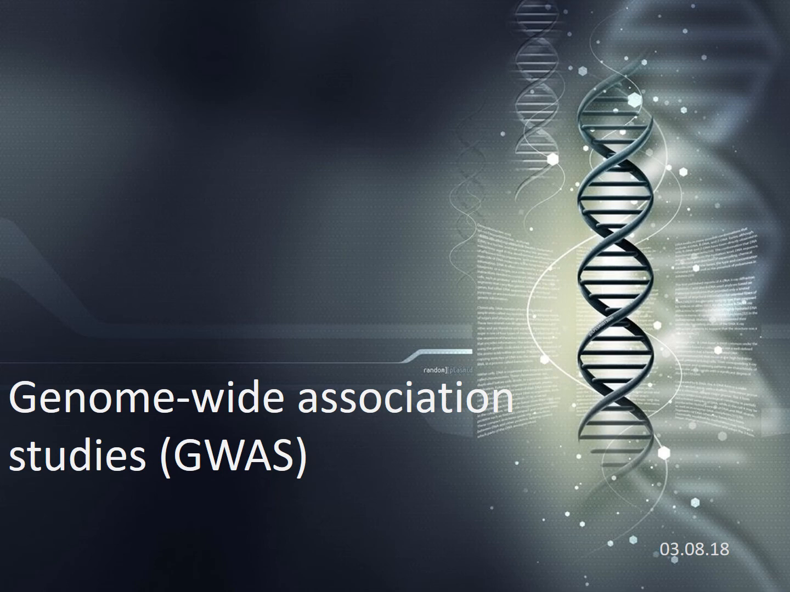Today's lecture is on genome-wide association studies. These types of studies are used to correlate the data that is produced by SNP arrays or by whole genome sequencing with different diseases or different traits. So basically, you're correlating specific gene variants with phenotypes that are present in a specific population.